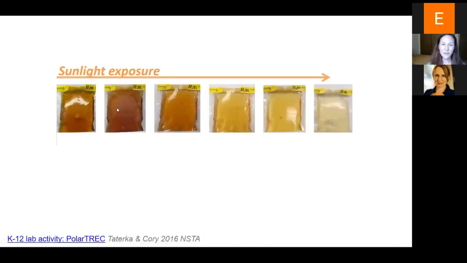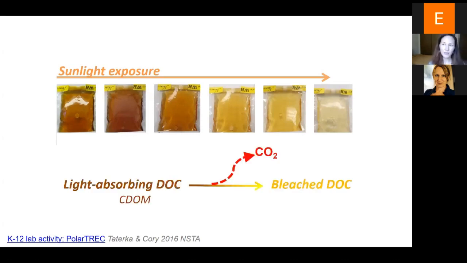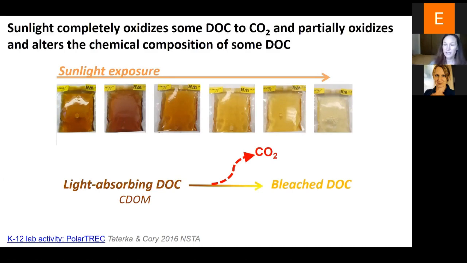which is shown here in this series of photos of water containing DOC exposed to sunlight over time. What you can see is that the color of this dissolved organic carbon goes away. What we're interested in is what happens to those colored molecules. As the sunlight-absorbing fraction of DOC, which is called colored DOC or chromophoric DOC, absorbs sunlight, some of that DOC is oxidized completely to carbon dioxide, and some of it is chemically altered or changed in its composition. Together, that complete and partial oxidation of DOC leaves behind DOC that is bleached or less colored compared to the original DOC.